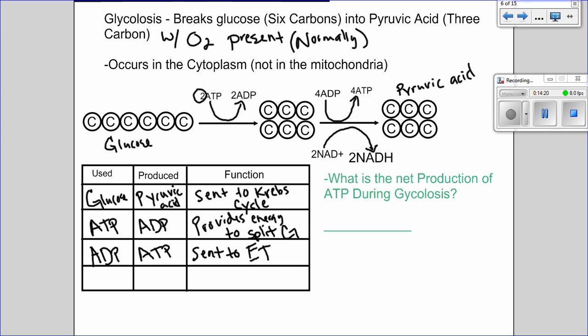So that's what the ETC stands for, electron transport chain. And then lastly, you have NAD+ going to NADH. And that is sent to the electron transport chain too.